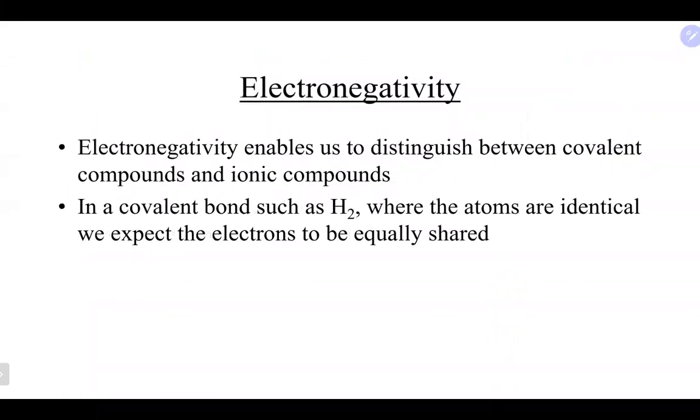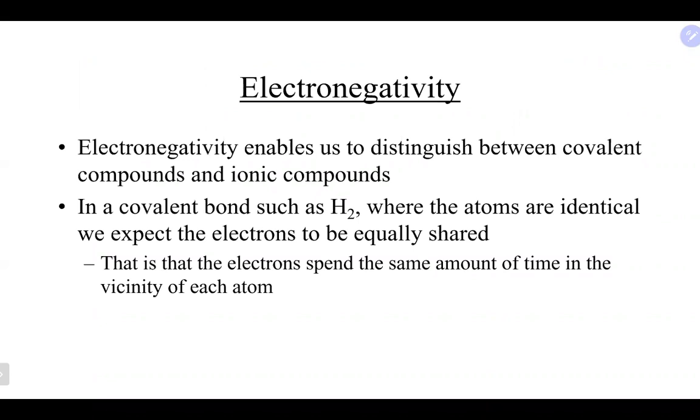So electronegativity helps us distinguish between really covalent compounds and ionic compounds, although you really don't need it to determine an ionic compound or ionic bond. As you see a metal and a non-metal together, that's enough to know that it's ionic. You really don't need electronegativity values to help you determine that.